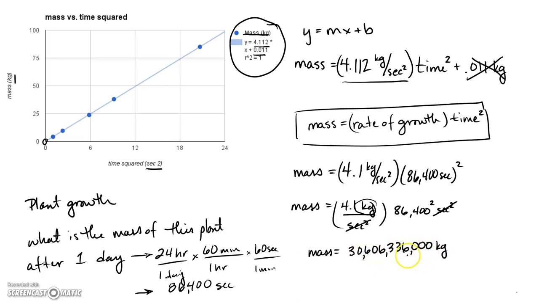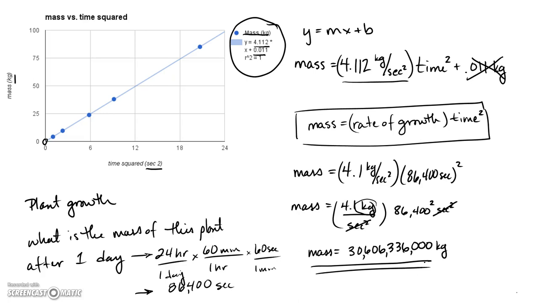So let's see, that's the thousands, the millions, the billions. So this is a 30 billion kilogram plant, which I'm sure would take over the world in a day. So yeah, this is scary, but that would be the answer. This is the downside of just making up data and saying let's go with it and see where it takes us. But that's how you would actually go about solving these problems.